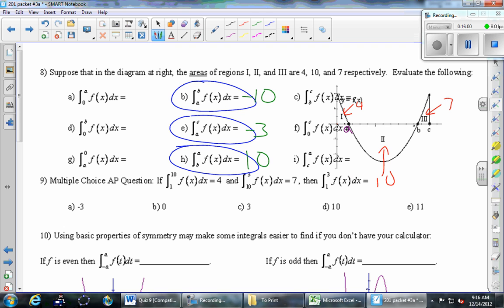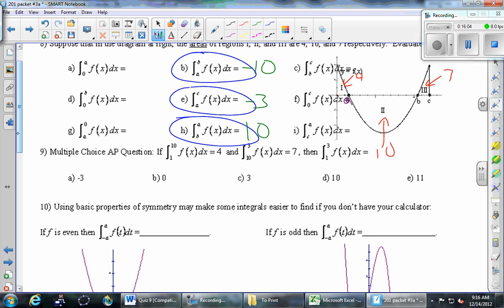Okay, let's take a look at number 10. It's an old AP question. Ignore the picture that we just looked at. 10 is a completely brand new problem. So it says you have some function, and you know the integral from 1 to 10 is equal to 4, right? And the integral from 10 to 3 is equal to 7, okay? And you want to find the integral from 1 to 3.